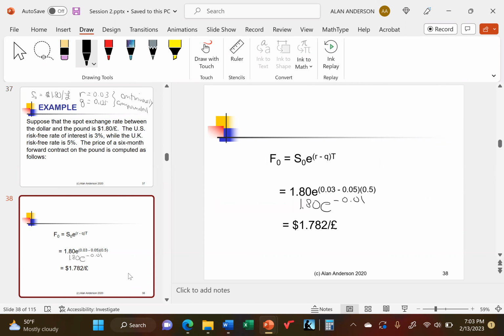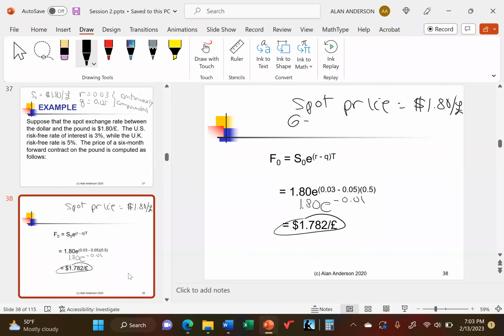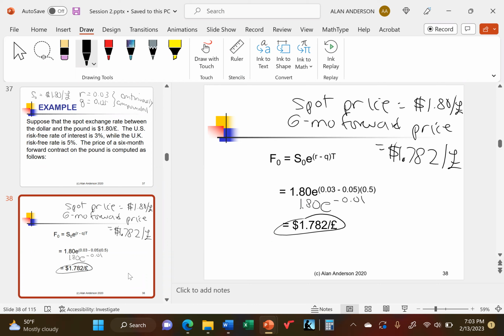And so if you plug in those numbers, you can see that the forward price is $1.782. So you can buy pounds now at $1.80 per pound, and the 6-month forward price is slightly lower, 1.782 per pound. So I can go to the market today and buy all the pounds I want for $1.80, or I can take delivery of them in 6 months for 1.782. And this is how I came up with that. And it really ultimately comes down to the relationship between the domestic rate of interest and the yield on this asset. Okay, where S is itself the British pound.